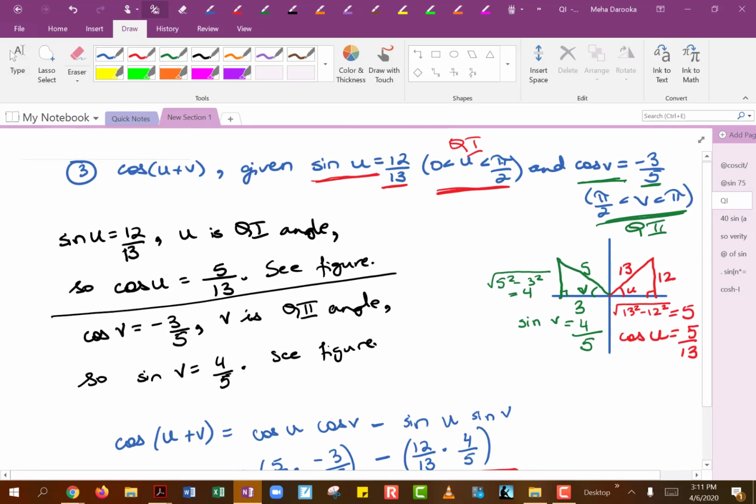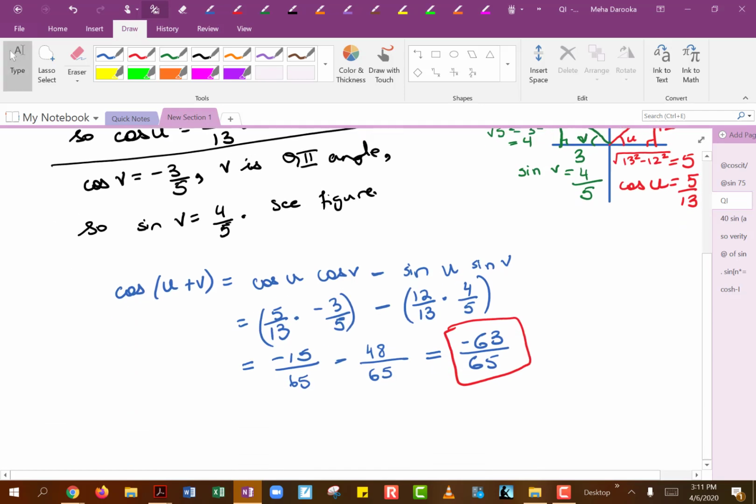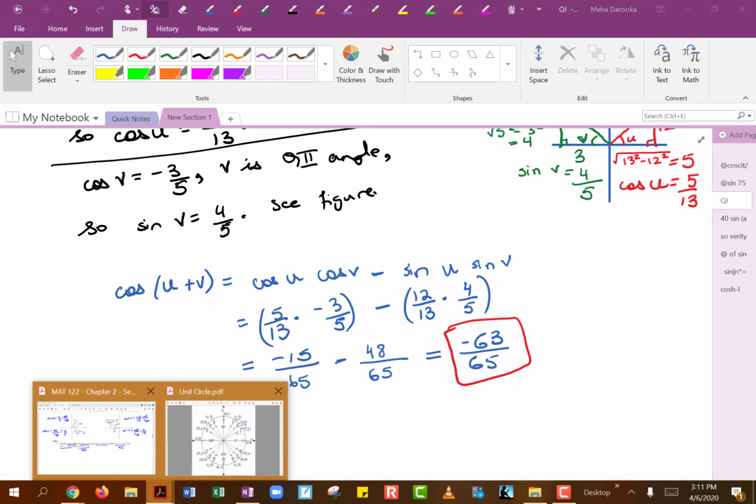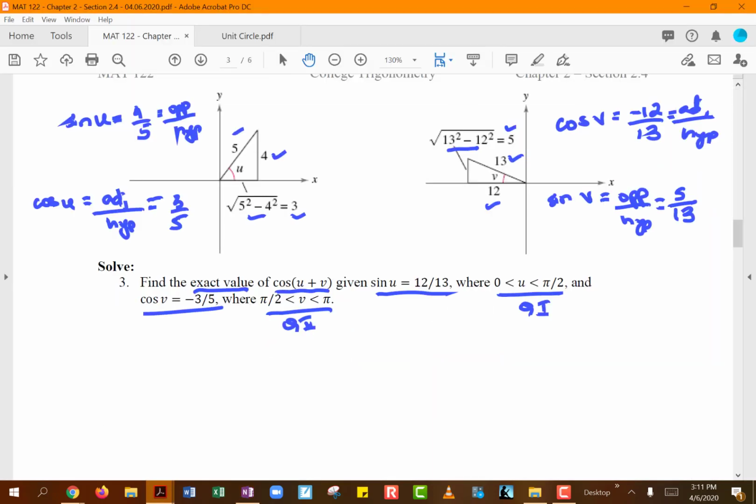So a lot of the information is given to you, and then like I showed you how you can come up with that missing information, and then using your sum formula for cosine of u plus v, you can come up with the exact value. Alrighty, so this was problem number 3 from our handout.